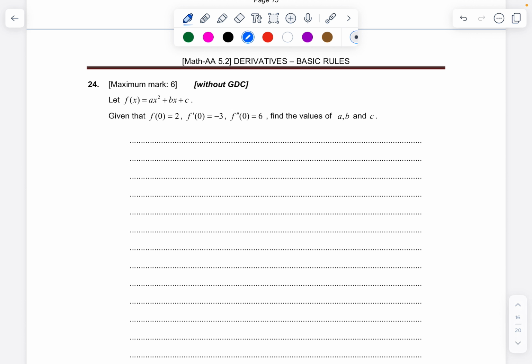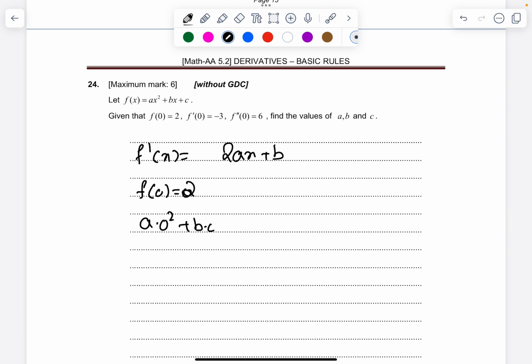F of x is given, f of 0 equals 2. So what is f prime x? f prime x equals 2ax plus b. Now f of 0 equals 2 means a times 0 squared plus b times 0 plus c equals 2, which gives me the c value equals 2.